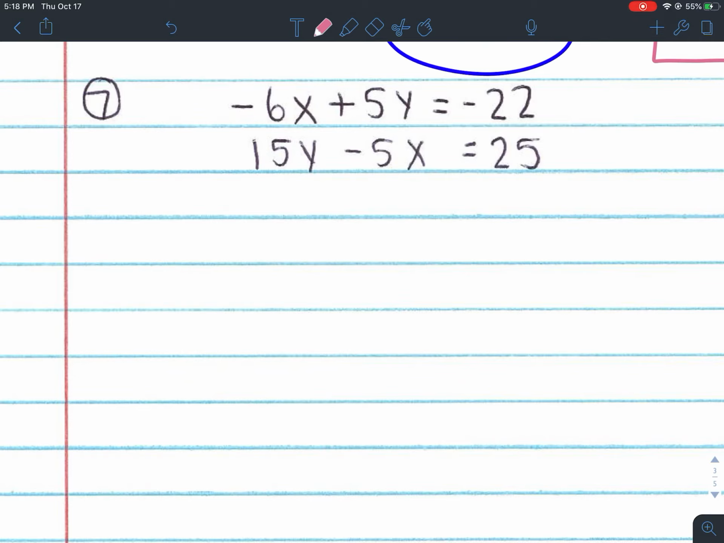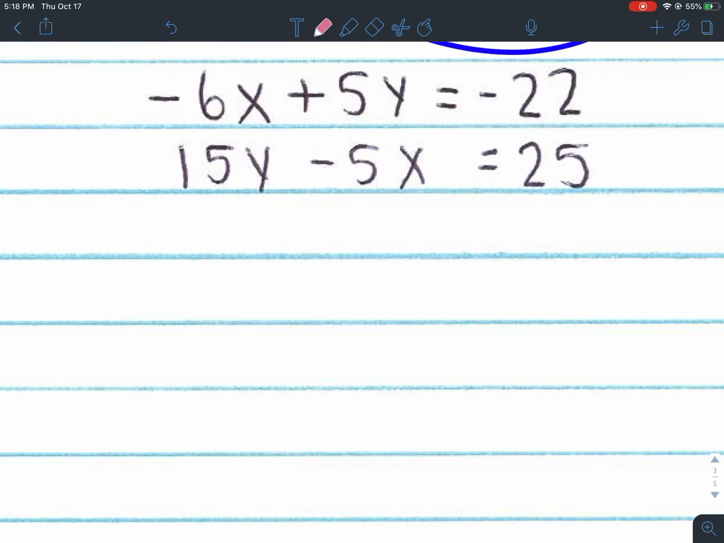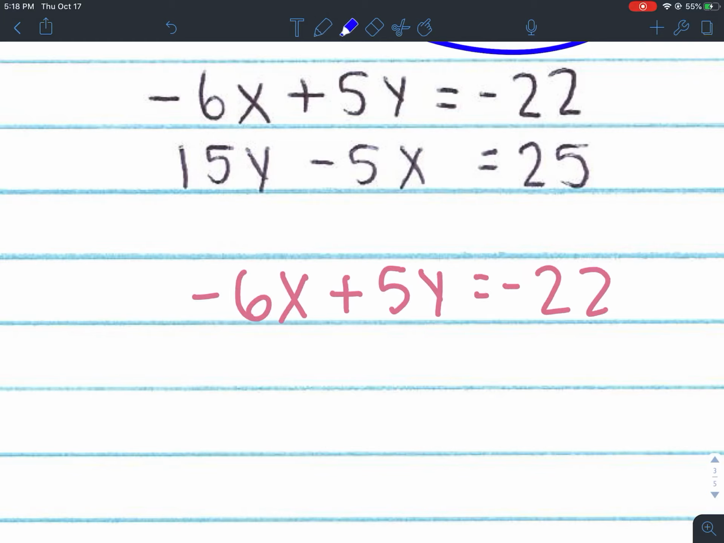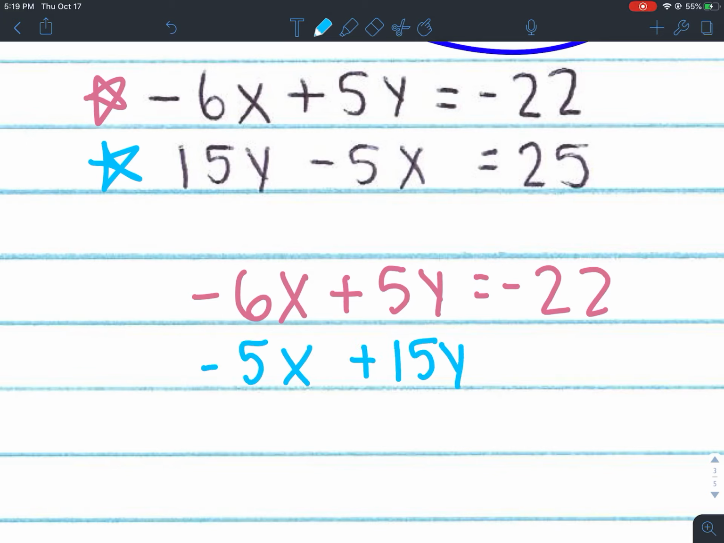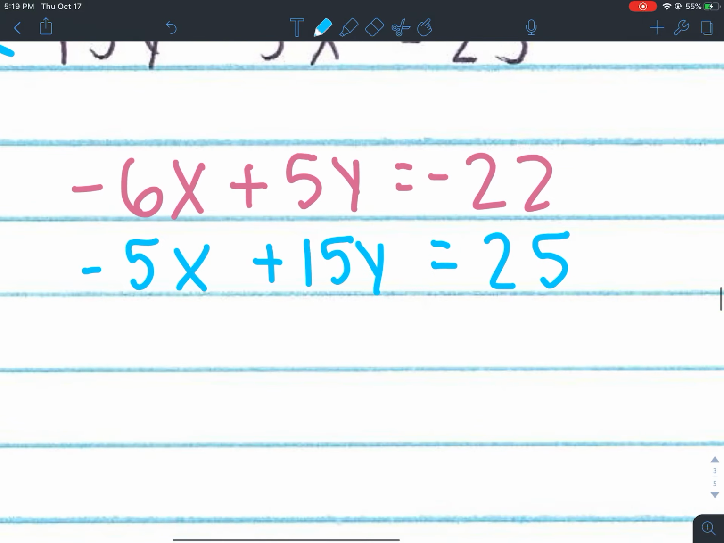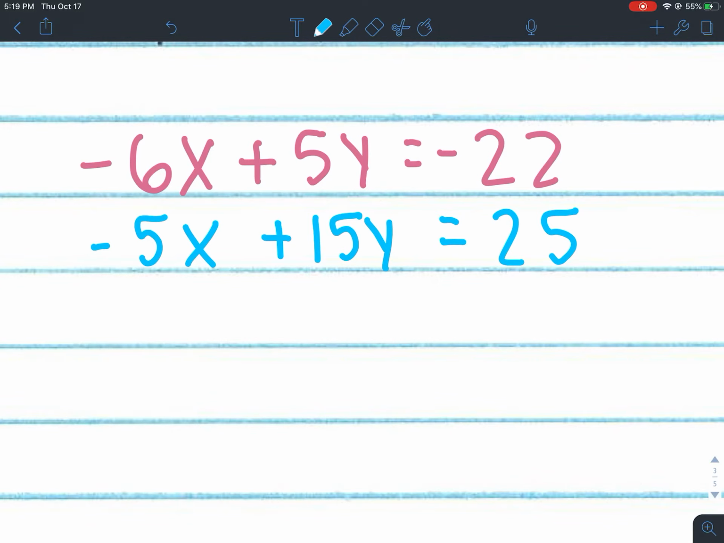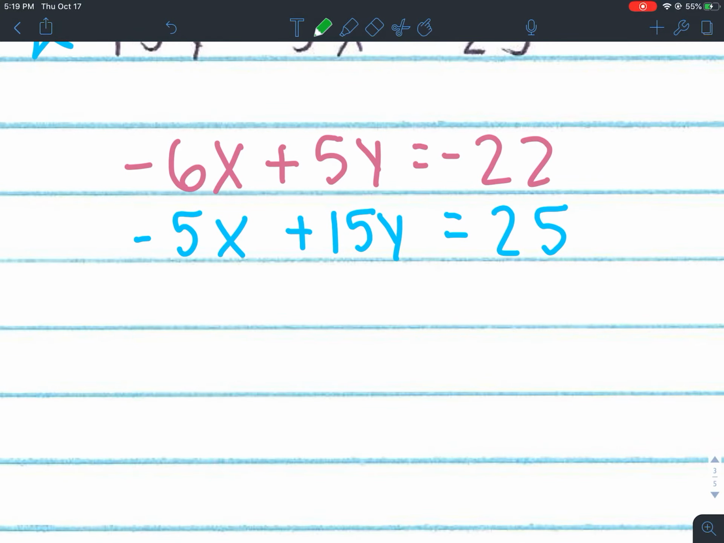Now, what do you notice about this problem? You also make sure it's in standard form. And right now, the second equation is not in standard form. So I need to write it in standard form. So let me go ahead and copy down the first equation again. So negative 6x plus 5y equals negative 22. And then let's rewrite that second equation below in standard form. So it's going to be negative 5x plus 15y equals 25. You want to make sure those are in standard form. You want to make sure your variables are all stacked on top of each other so that you can actually combine them.